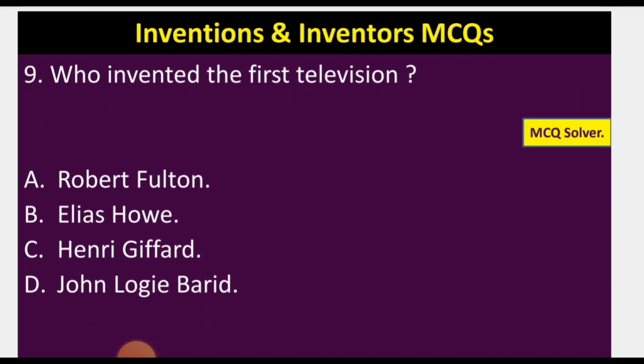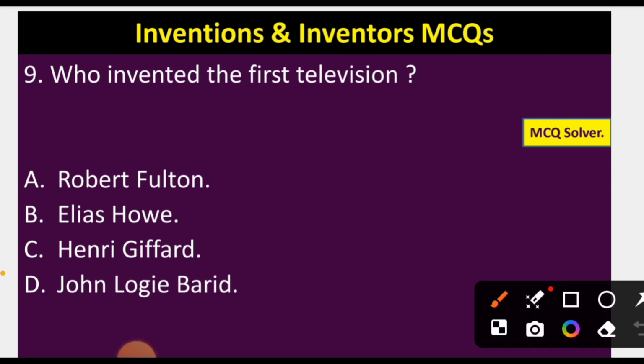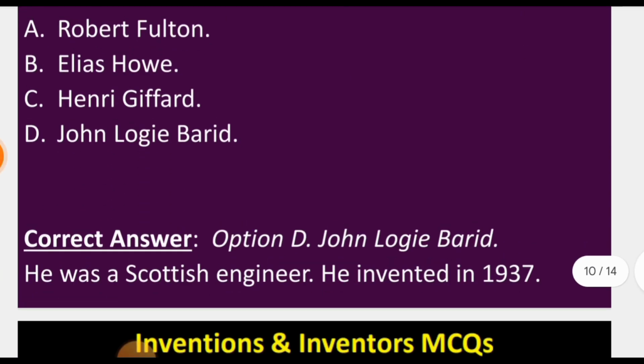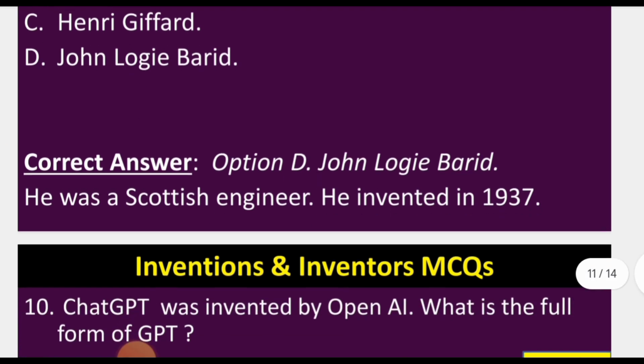Who invented the first television? The correct option is option D, that is John Logie Baird. He was the person who invented the color television, or the television. D is the correct option. He was a Scottish engineer, and the invention was done in the year 1937.